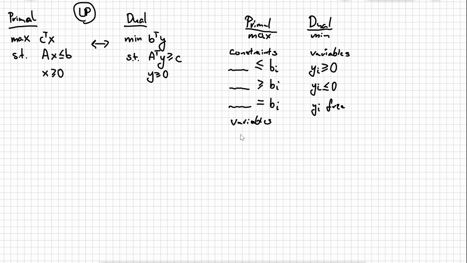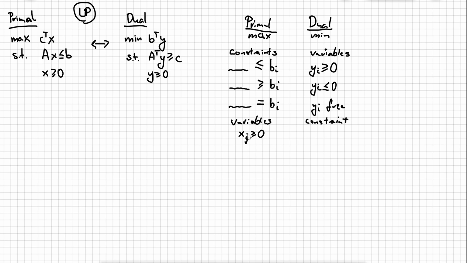And then if the original variable xj was greater than or equal to 0, then the constraint in the dual that corresponds to this variable will be greater than or equal to cj. Actually, this should be xj. The constraint will be, maybe, let me move this a little bit.